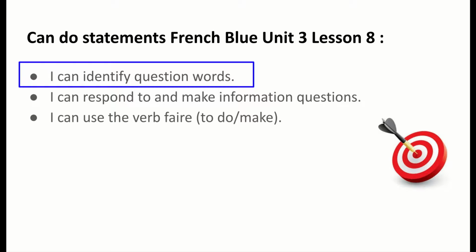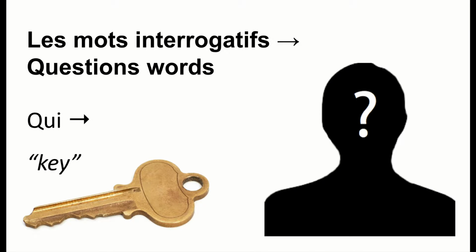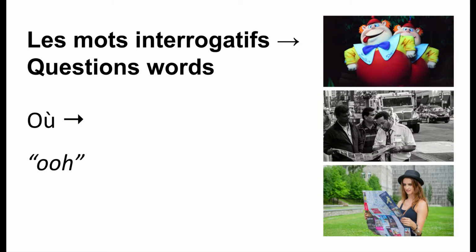On va commencer avec l'identification de mots interrogatifs. So, in the last lesson, we talked about some common question words, and you've been practicing these in terms of being able to interpret and identify them in the various videos and stories that we've read over the past few weeks. Qui is one, qui, who, qui. Où is another one, où, which means where.